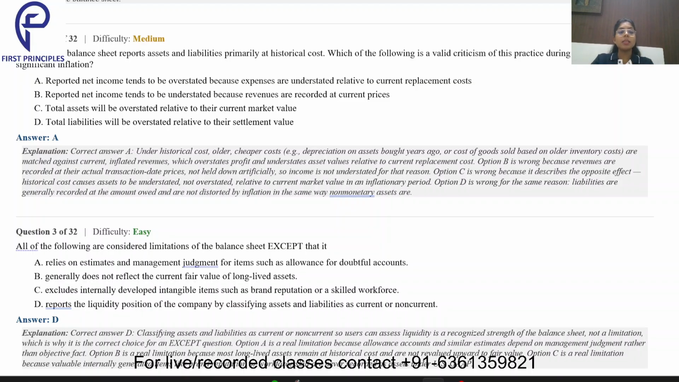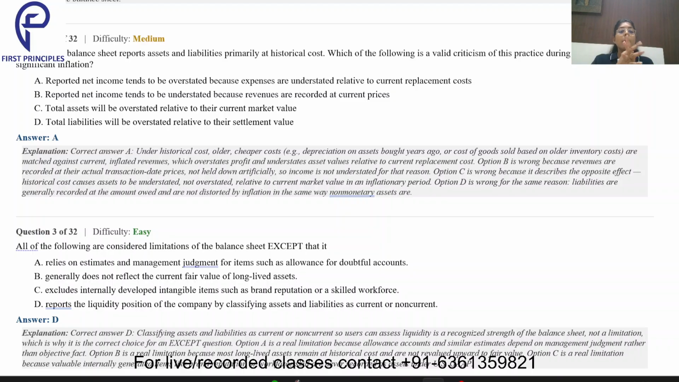Now let us see why options B, C and D are incorrect. Option B says reported net income tends to be understated because revenues are recorded at current prices. So is option B correct? No. Option B is wrong because revenues are recorded at their actual transaction date price and not held down artificially. So income is not understated for that reason.